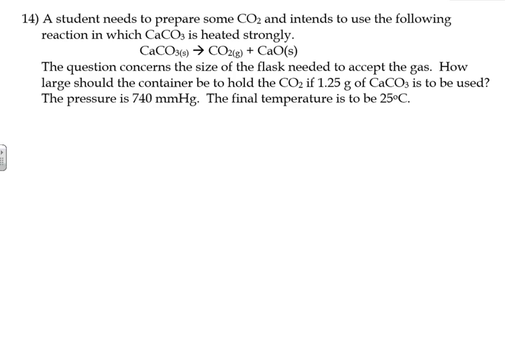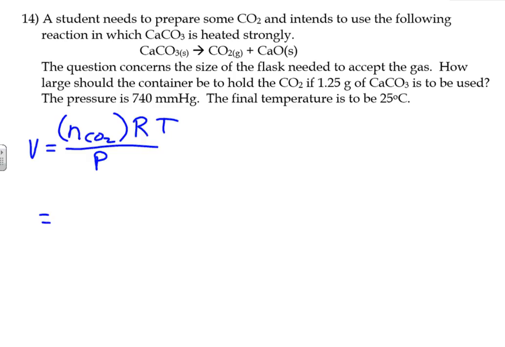So we just need to figure out how many moles of the CO2 we've got. So if we use the formula to guide our work here, we want to know how large, so we're figuring out the volume. So volume using PV equals nRT. Volume will be n of the CO2 RT divided by the pressure.